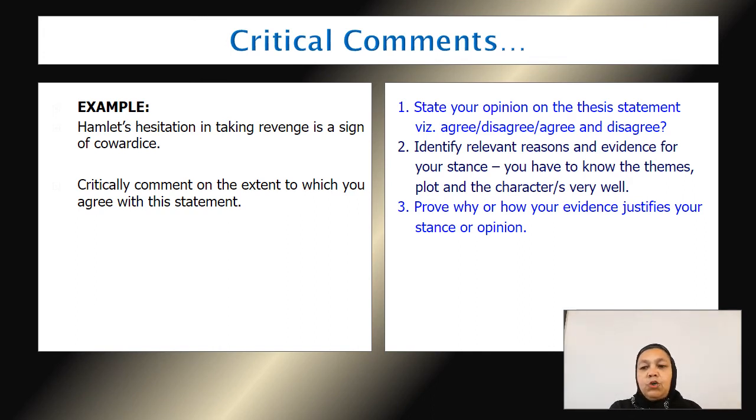So you firstly state your opinion on the thesis statement, namely, do you agree with the statement? Do you disagree that it is a sign of cowardice, or do you want to agree and disagree? This is often a 4-mark question, and in a way, it's kind of a mini essay that you are writing. I'm not suggesting that you should write half a page to construct your answer, but I am saying that there should be enough details so that you can basically amass the 4 marks.